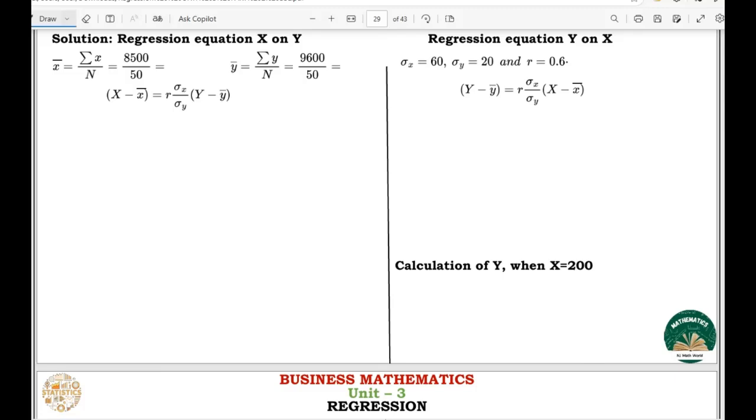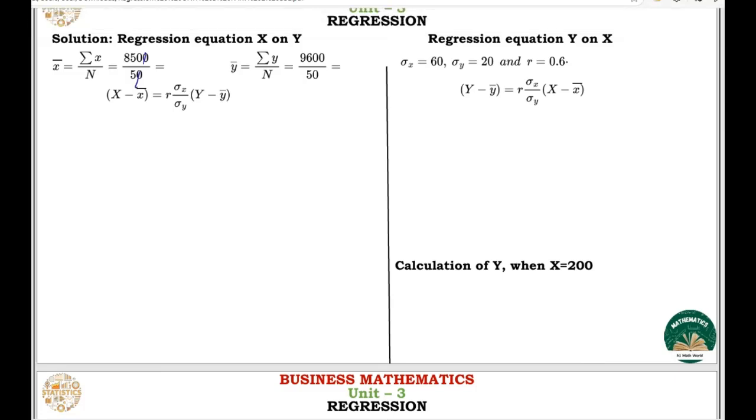So here 0 and 0 get cancelled. We get 85,850 divided by 50, it will be 170. Now again 0 and 0 cancel. If you divide this, we get 192. So now substitute this in this formula. We get x minus x bar, which is 170, r is 0.6, rho x is 60 divided by rho y 20, into y minus y bar, which is 192.